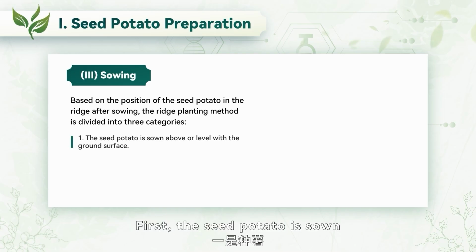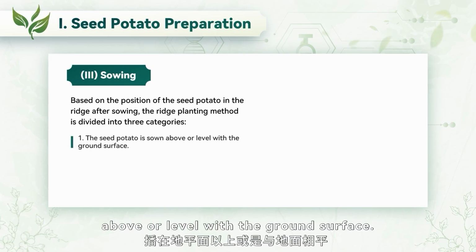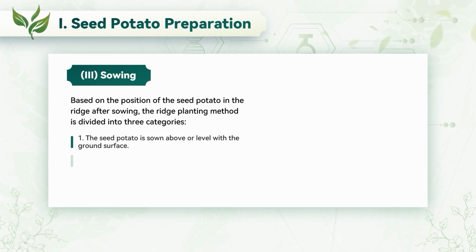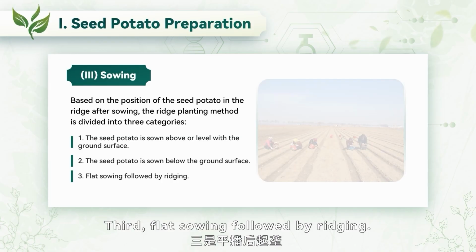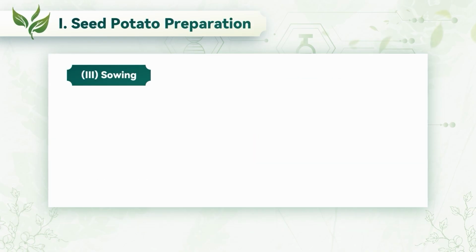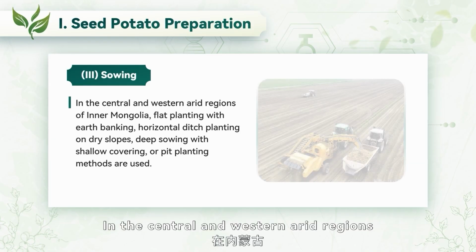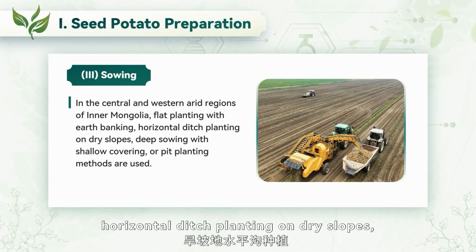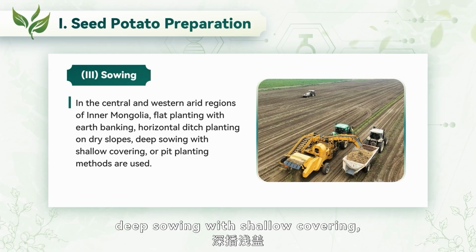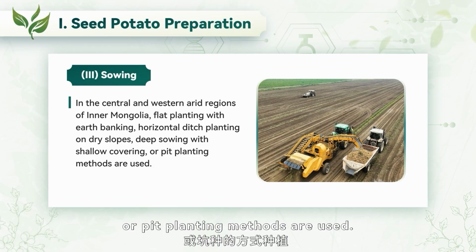First, the seed potato is sown above or level with the ground surface. Second, the seed potato is sown below the ground surface. Third, flat sowing followed by ridging. In the central and western arid regions of Inner Mongolia, flat planting with earth banking, horizontal ditch planting on dry slopes, deep sowing with shallow covering, or pig planting methods are used.